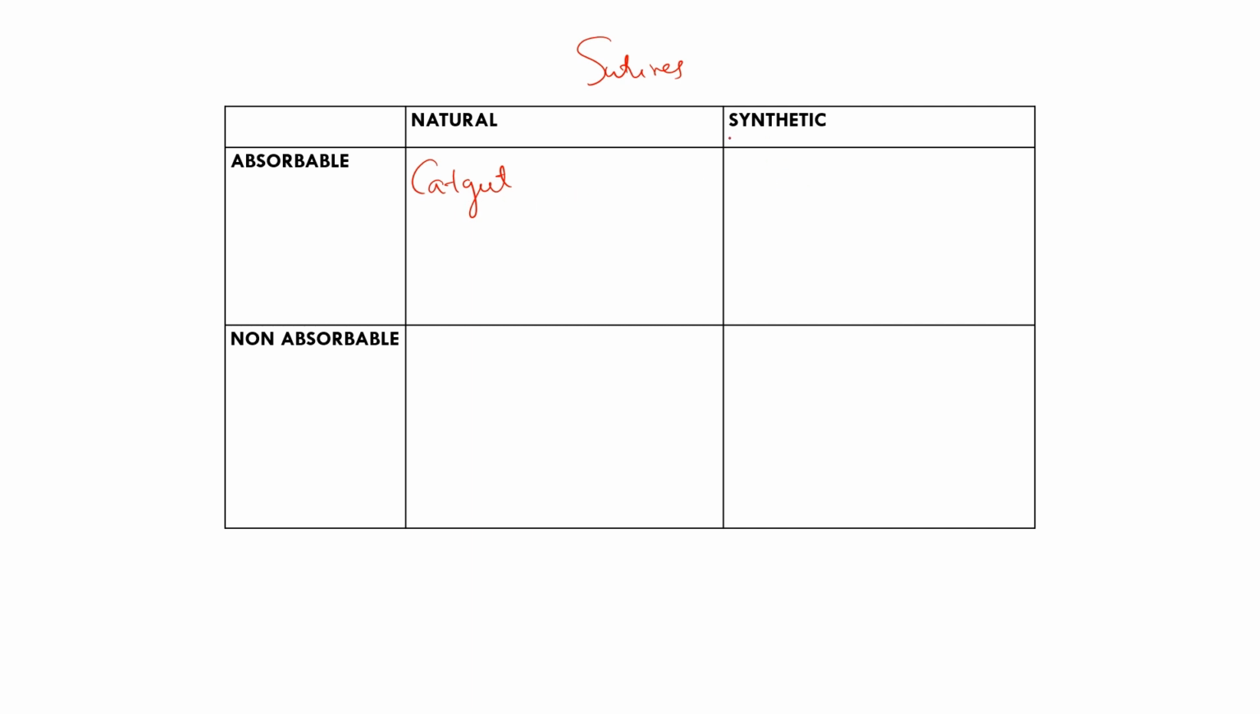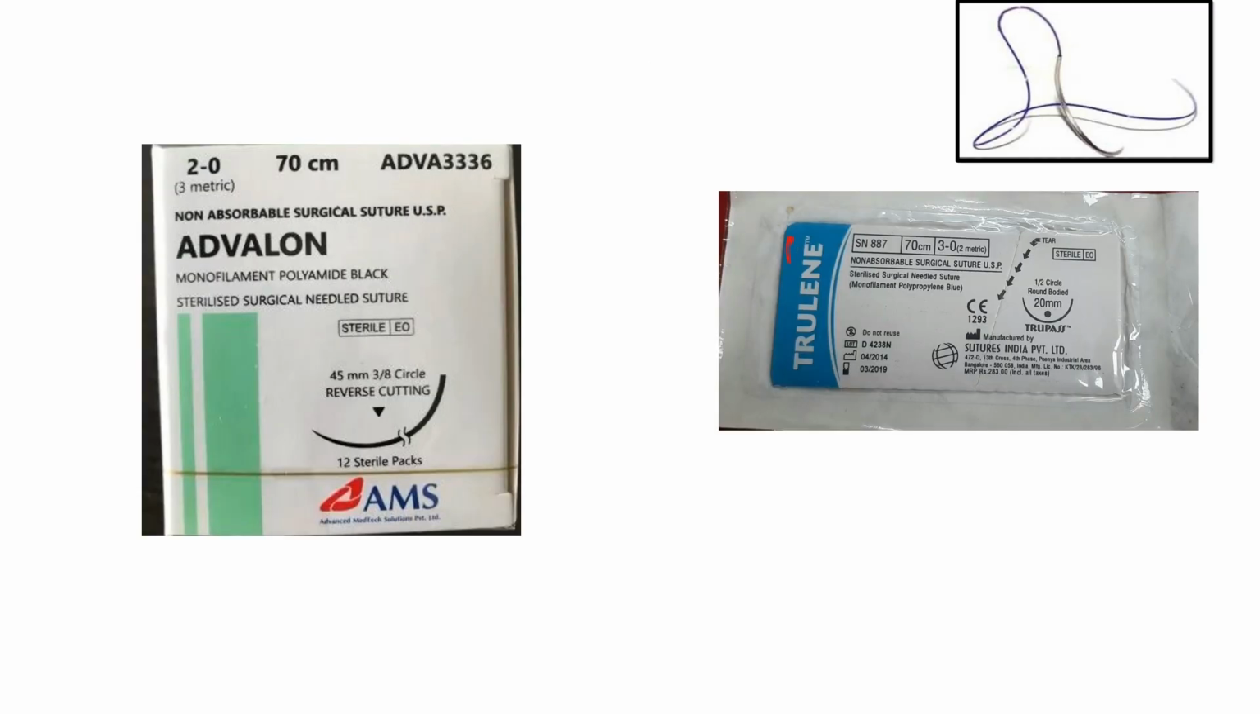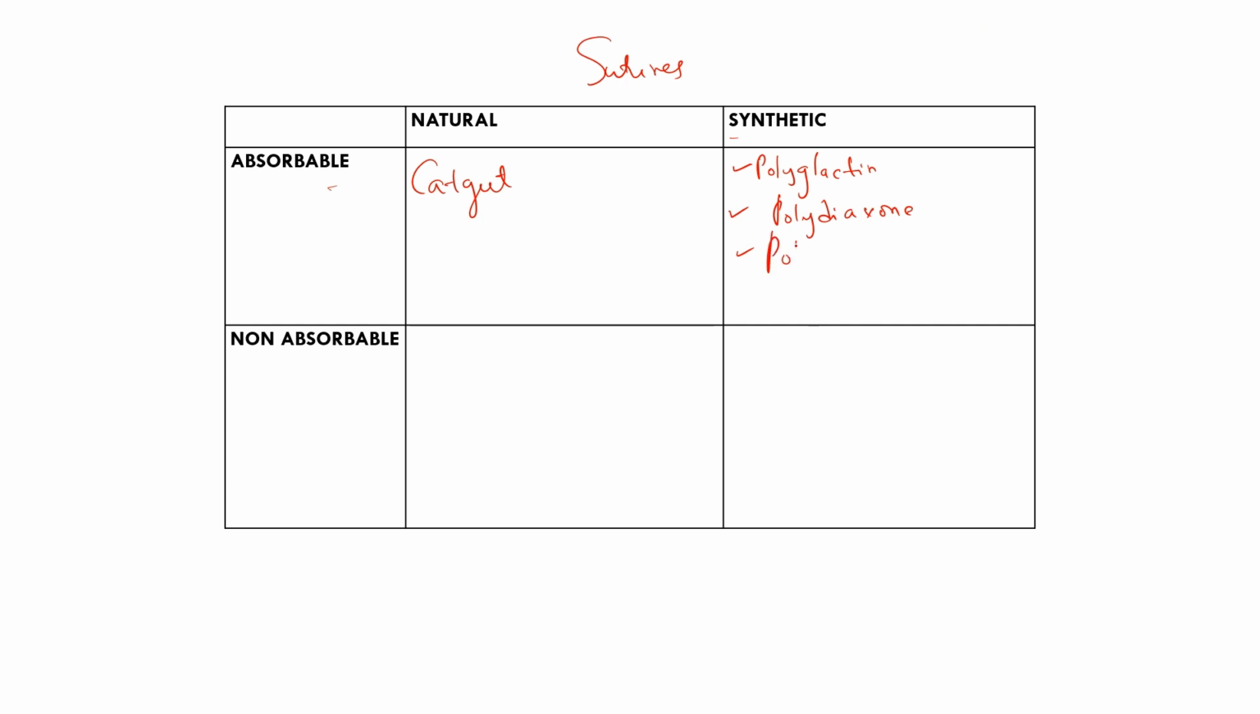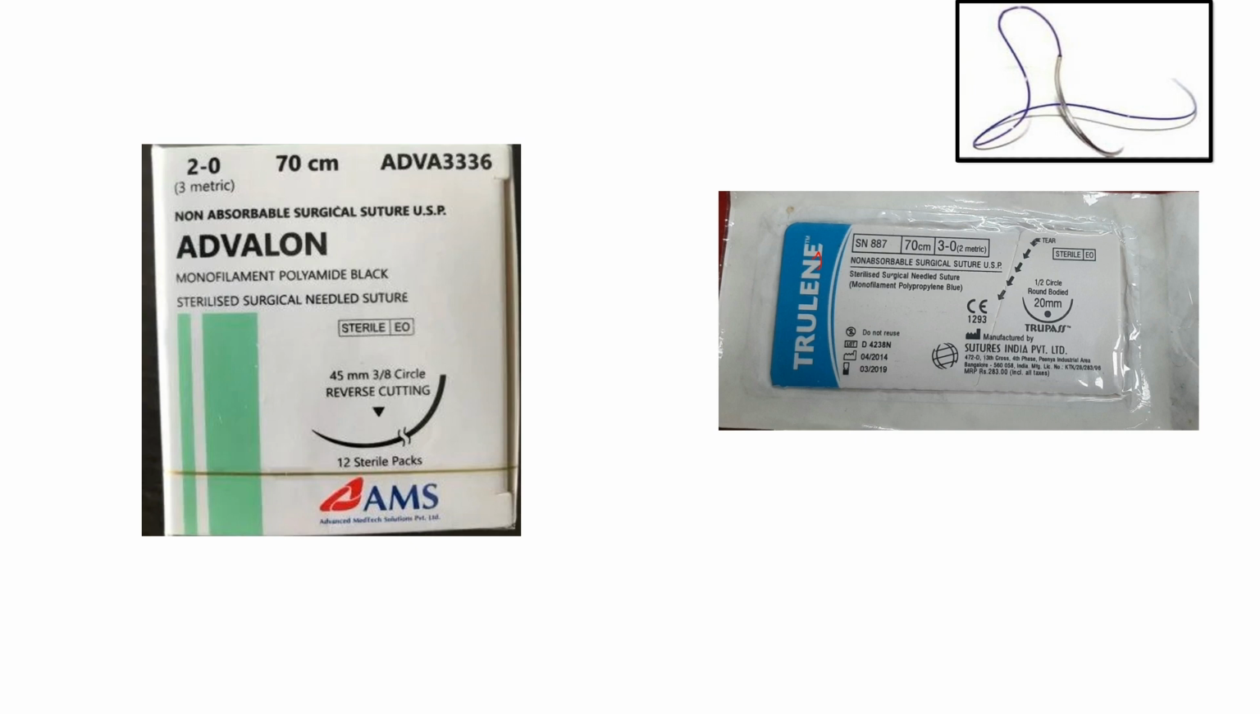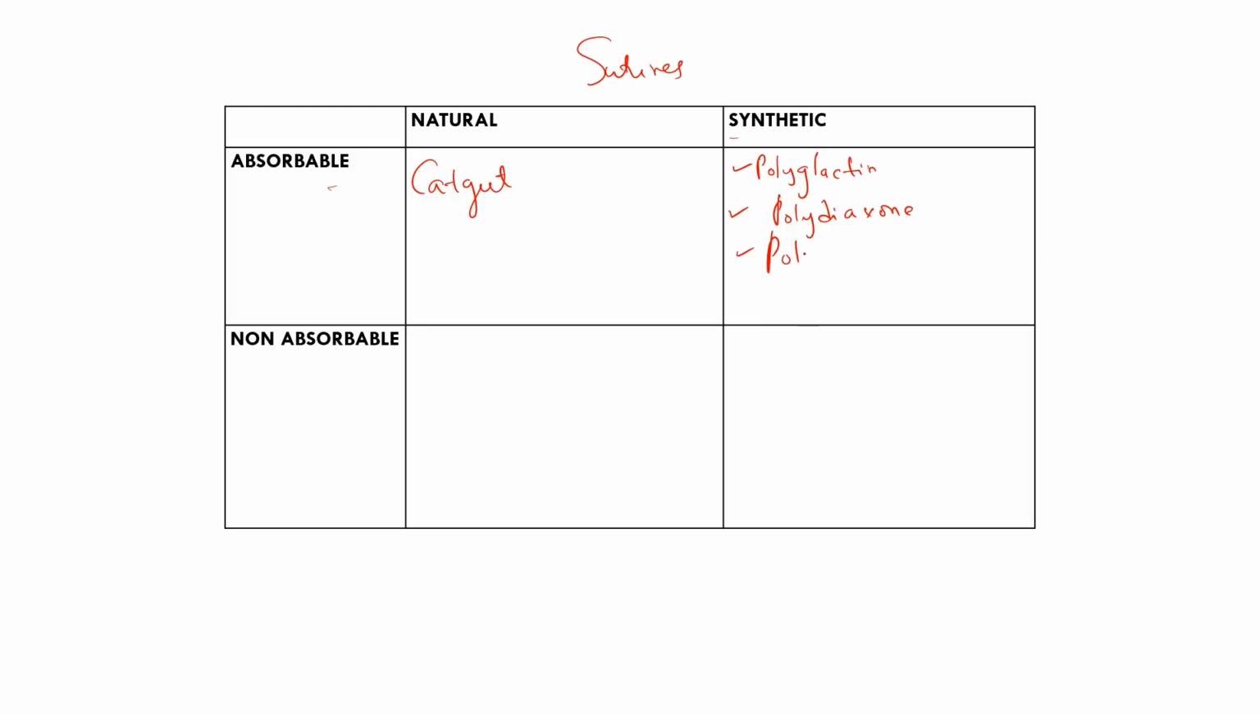Okay. Now coming to synthetic absorbable sutures, what are the common examples? Again, we better remember the actual composition rather than the trade names. So please remember, one is polyglactin. Now polydioxanone. Next is polyglecaprone. The last is polyglycolic acid.